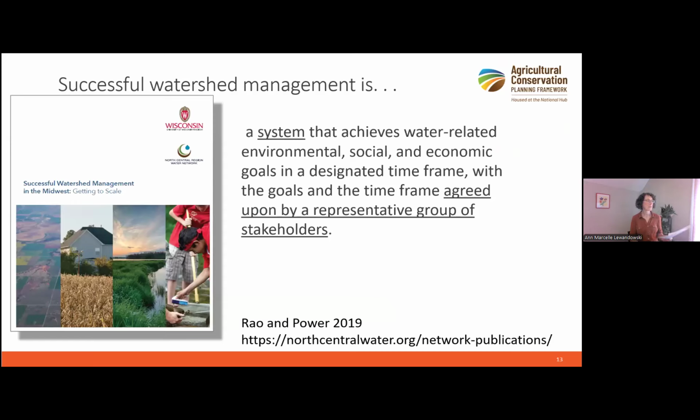There was this great publication produced a few years ago, coming out of UW, called Successful Watershed Management in the Midwest, Getting to Scale. So if you're interested in more about watershed management, this course that we're presenting this week is not a watershed management training. However, it really relies on you having a sense of watershed management and what that takes. So if you want to learn more about watershed management, I really recommend this publication.